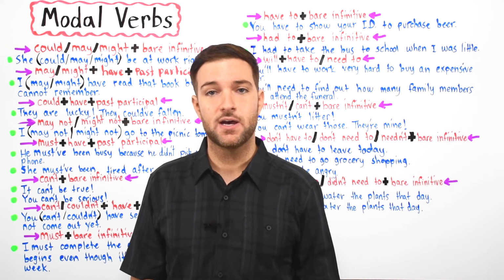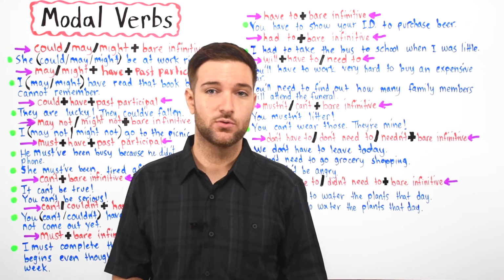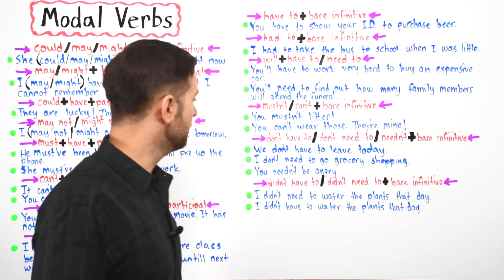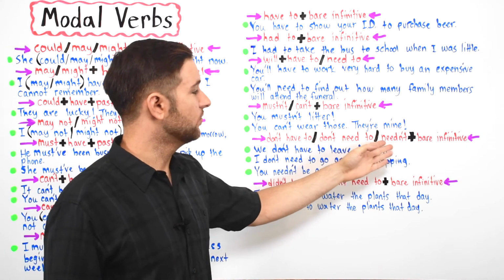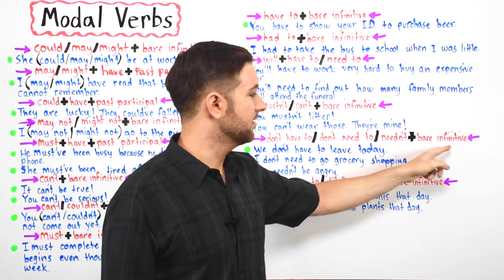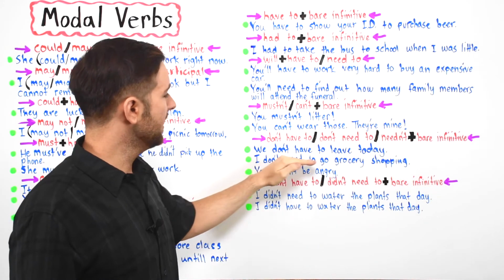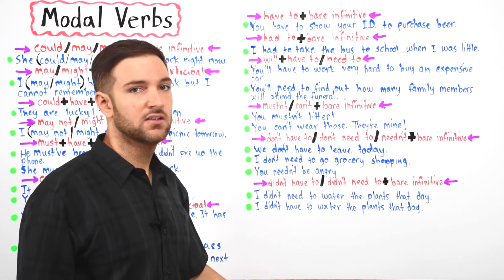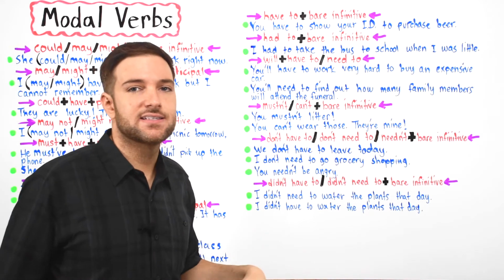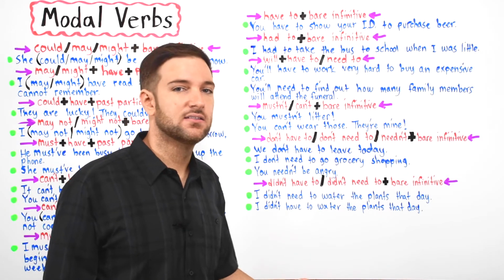Whenever we want to talk about absence of necessity in the present or the future, we use don't have to, don't need to or needn't, and then the bare infinitive, okay? We don't have to leave today, okay? It's not a necessity, all right?